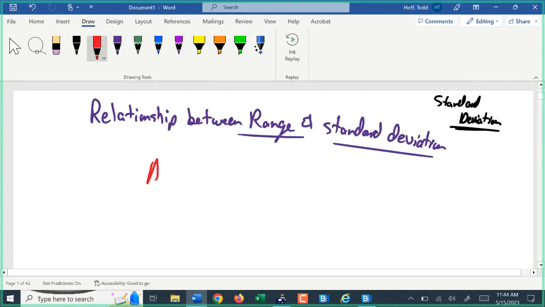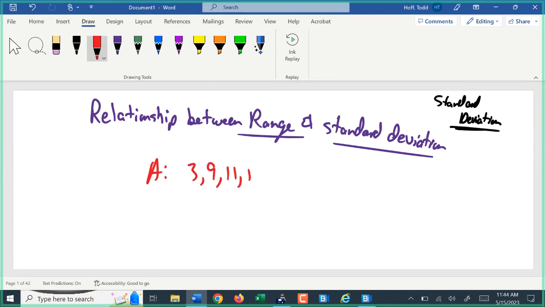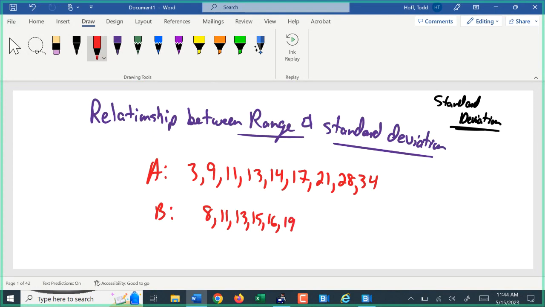So if I have 2 data sets, data set A, and I have 3, 9, 11, 13, 14, 17, 21, 28, and 34. And I have another data set B, which is 8, 11, 13, 15, 16, 19, 23, 27, and 29. And I ask you, which one has a larger standard deviation?